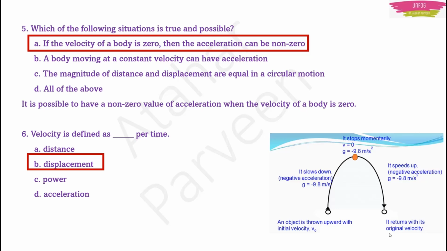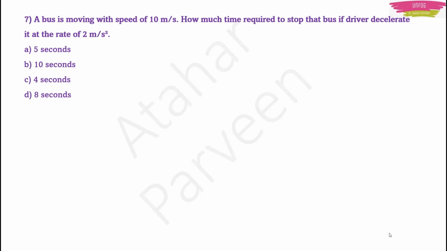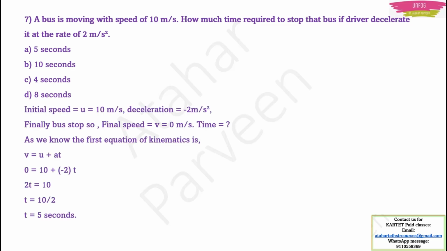Okay. Let's move on to the next question. Question number 7. A bus is moving with a speed of 10 meters per second. How much time is required to stop that bus if the driver decelerates it at the rate of 2 meters per second squared? Here 4 options are given. Decelerate means the driver is slowing down the bus to stop it ultimately. Okay, retardation or deceleration, both are the same words. Now what is given and what we have to calculate, we should understand it here.